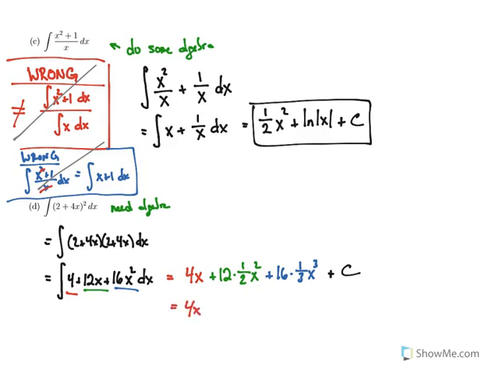So overall we get a 4x, 12 times 1/2 is 6x squared, 16 times 1/3 we can just write as 16/3 x cubed plus c. And once again, if you're ever unsure if what you're doing is correct, if you can get that as an answer, you can take the derivative and check to see if it works. All right, onward.